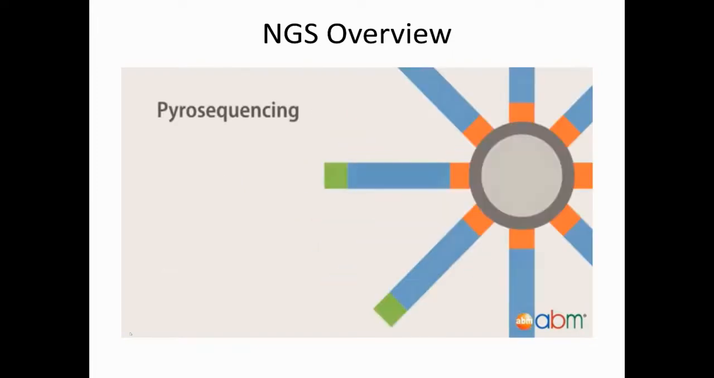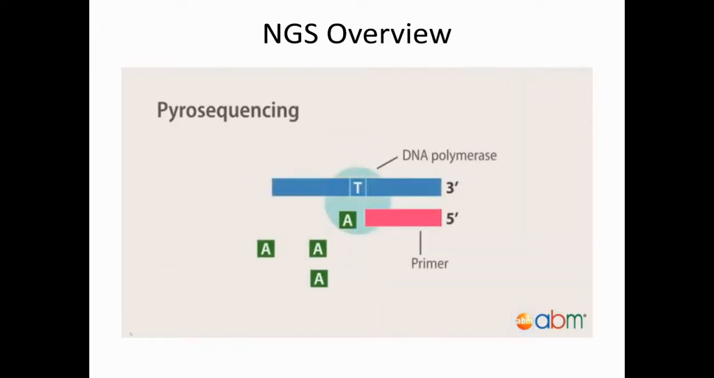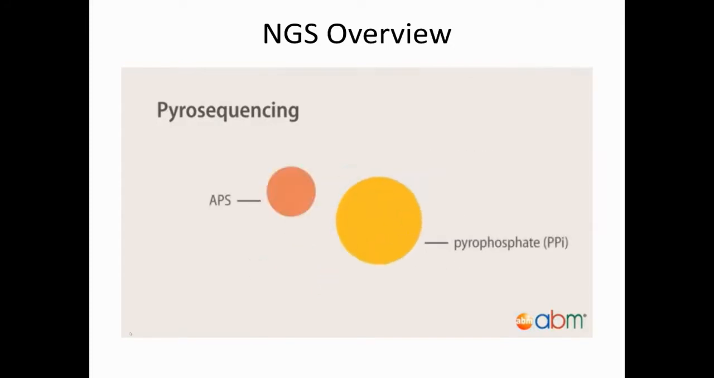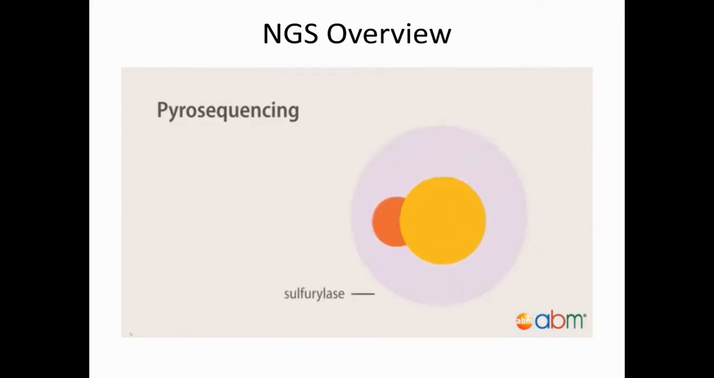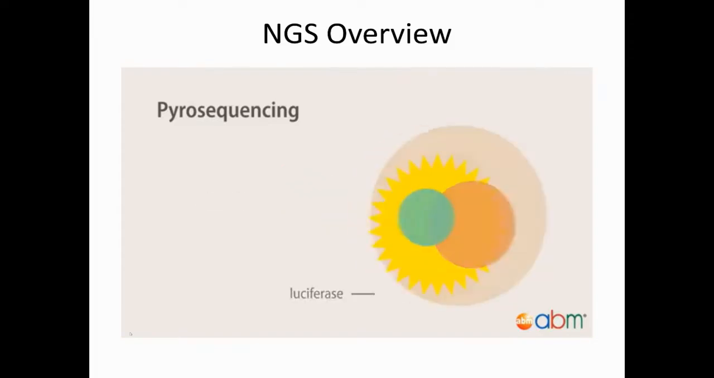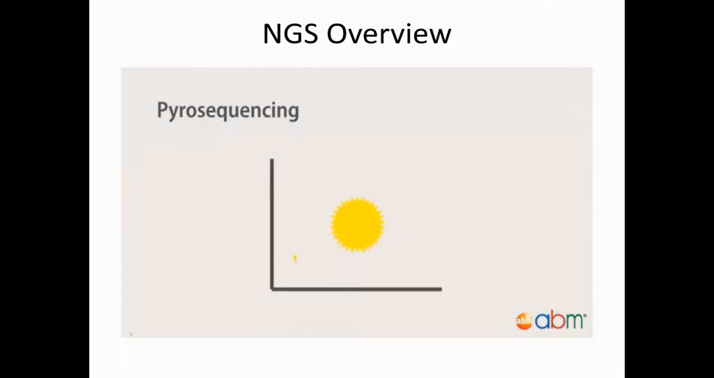In pyrosequencing, the sequencing reaction is monitored through the release of a pyrophosphate during each nucleotide incorporation. The released pyrophosphate is used in a series of chemical reactions resulting in the generation of light. Light emission is detected by a camera, which records the appropriate sequences of the cluster.